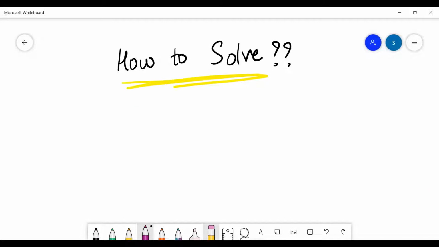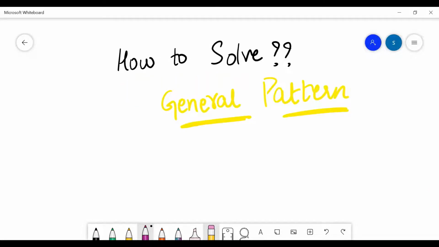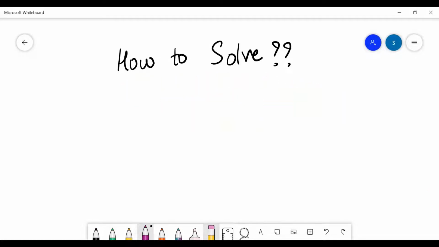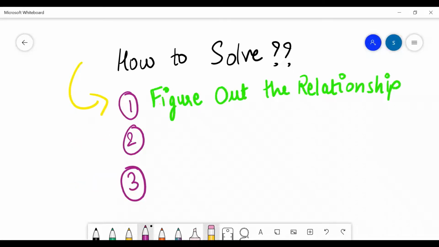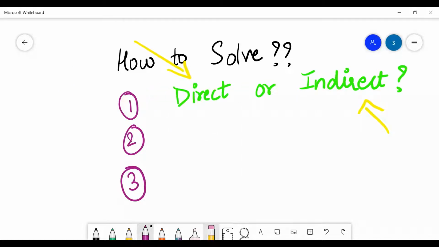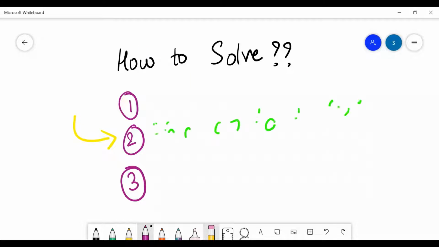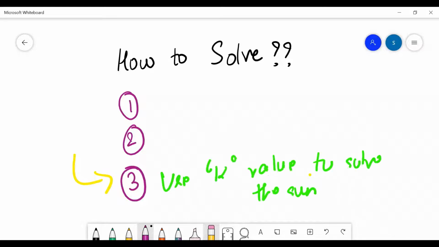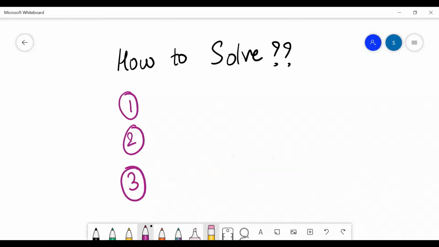Before we get to solving the sums, let's just discuss the general pattern of solving any question that has direct or indirect variation in it. There are 3 steps to solve a sum which has variation in it. The first step is to figure out the type of relationship. From the question, decide if it's a direct or indirect relationship. Step 2, find the value of constant k. Step 3, use this value of constant k to solve the sum.